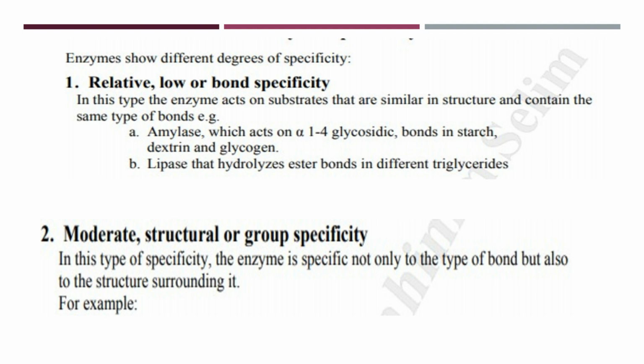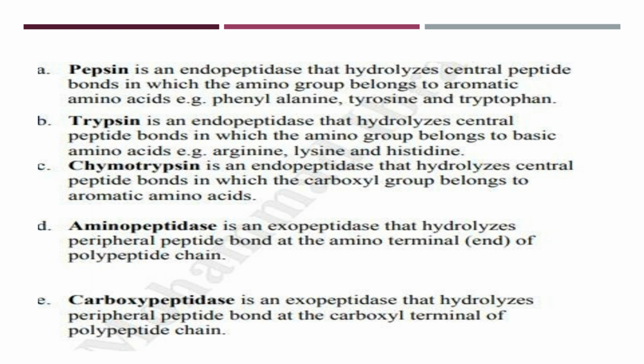Enzymes show different degrees of specificity, including relative or bond specificity, where the enzyme acts on substrates similar in structure and containing the same types of bonds, like amylase or lipase. Moderate structural or group specificity means the enzyme is specific to the bond type and the surrounding structure. Examples of moderate specificity include various peptidases like pepsin, trypsin, and chymotrypsin, which hydrolyze peptide bonds based on the amino acids involved, and aminopeptidase and carboxypeptidase, which act on peripheral peptide bonds.